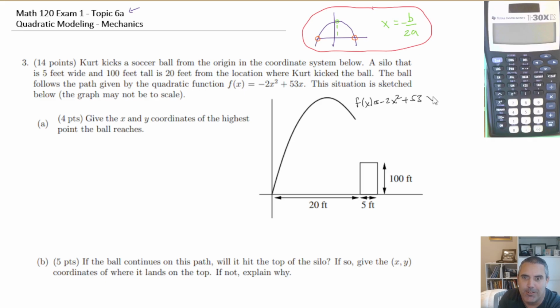Kurt's my brother-in-law who passed away, so it's a little bittersweet to do this one, but okay. I used all my family in all these problems.